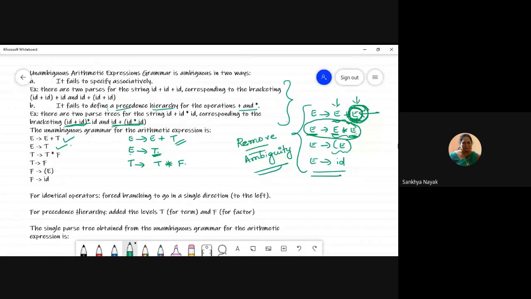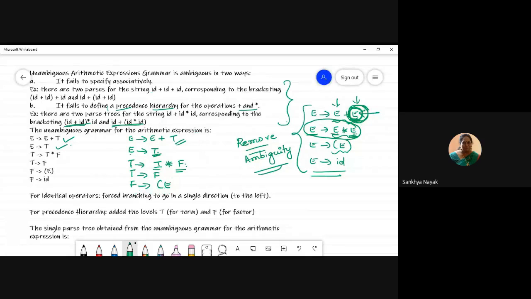Why am I calling F over here? Because again, I do not want to have the recursion. Now T derives F, so I have to introduce that. Correct? So next one is F derives open bracket E, and F also derives ID. By doing this, I am taking care of both associativity as well as our precedence hierarchy rules.